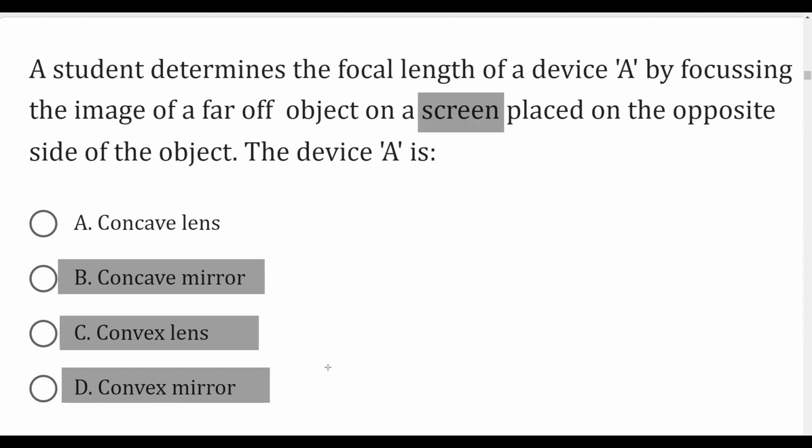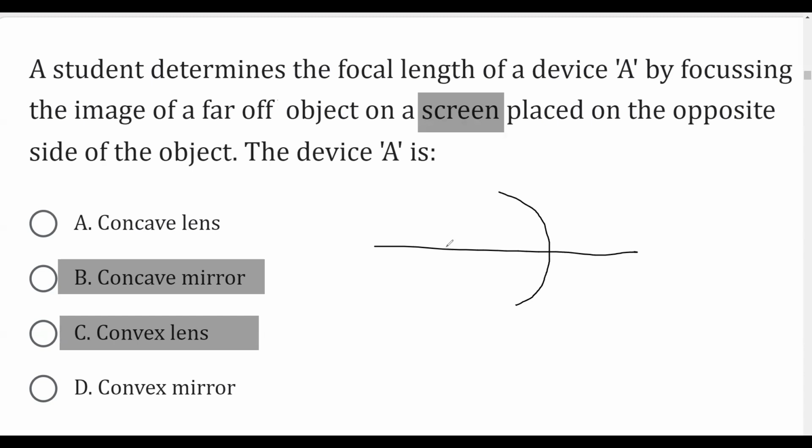Convex mirror does not form a real image. But you should know that in the case of a concave mirror, the image formed of a far off object is real and inverted, and it is formed at the focus, but on the same side of the object, right? On the left hand side.